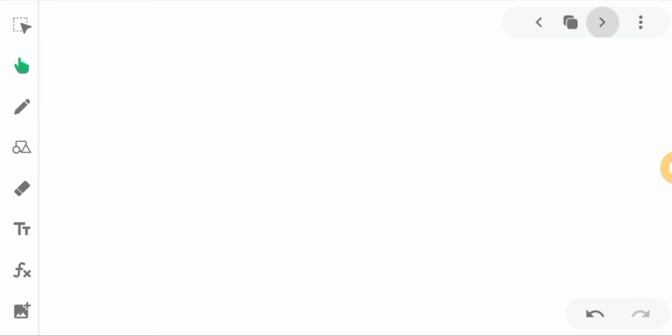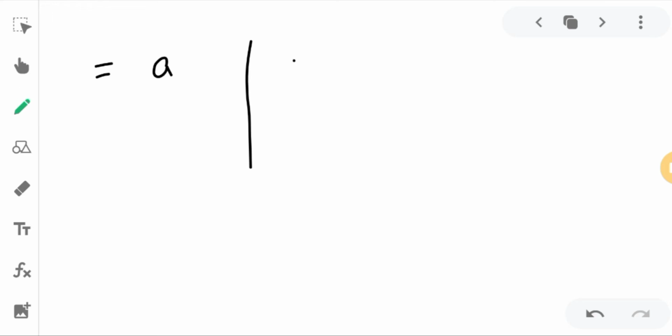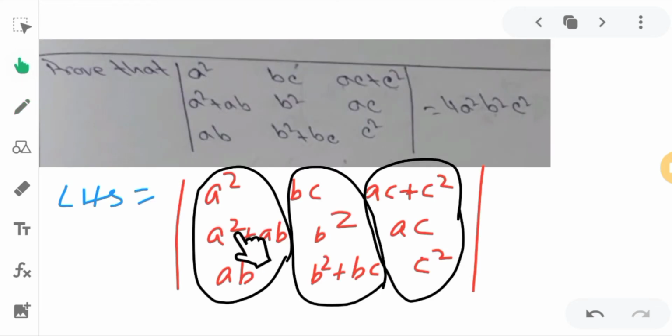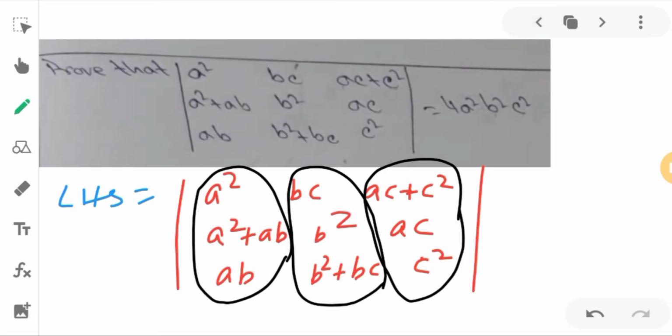So from the first column I will take A common. From the first column, what will remain? Here it will remain A, and here, if I take A common, then A plus B will remain. You understood, right? A square plus AB. So A square plus AB, A common I can take now, so this will be A plus B.